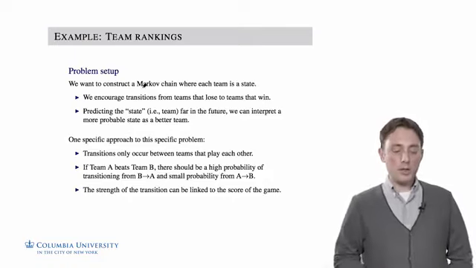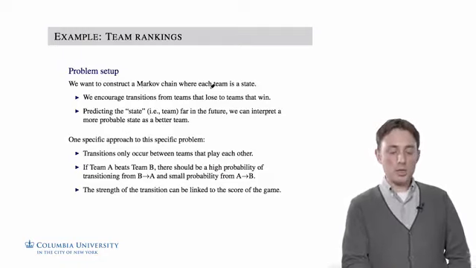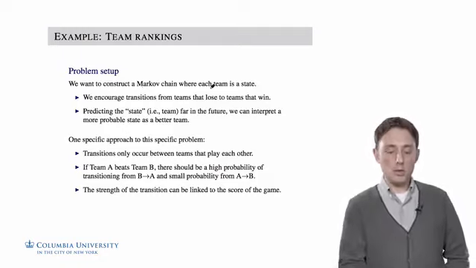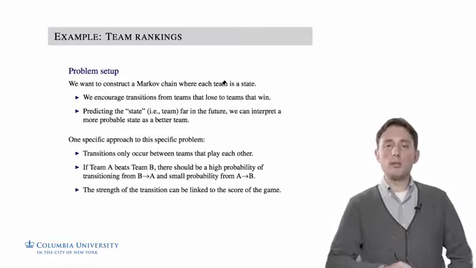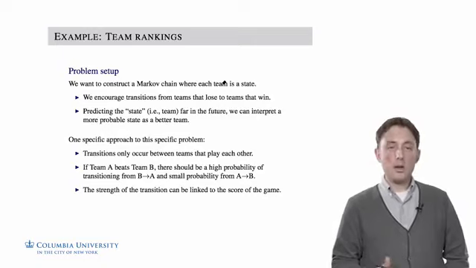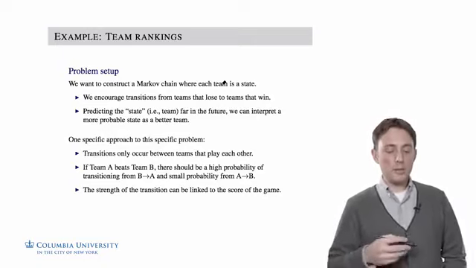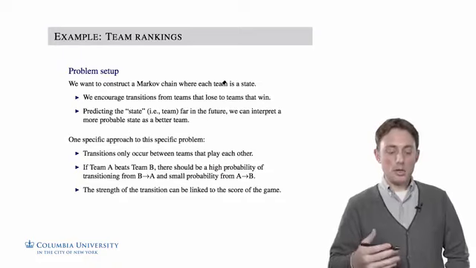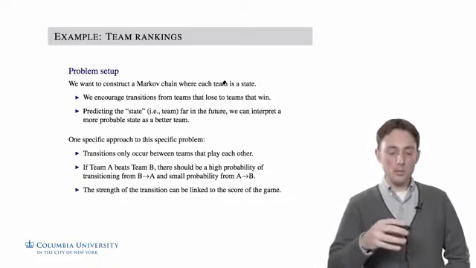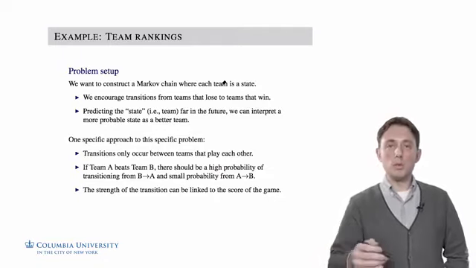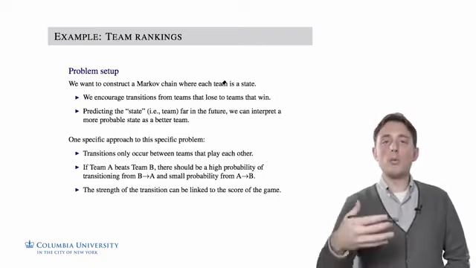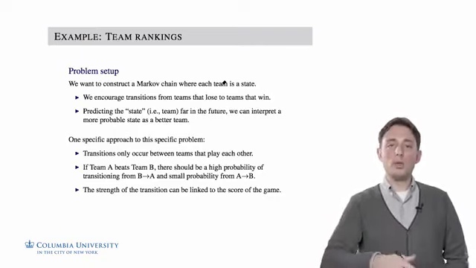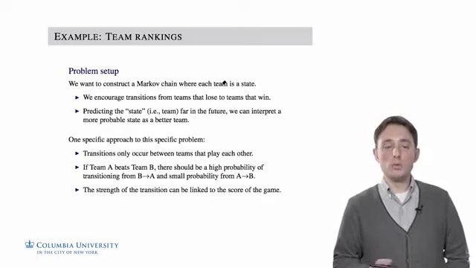Okay, so we want to construct a Markov chain between these objects. Again, we're just going to focus on ranking teams because it's intuitively very easy. So we want each team to be a state, and we want to construct a probability of transitioning from every team to every other team. And the way we want to construct these probabilities is that we want to encourage teams to transition from the losing teams to the winning teams. So we want to have a higher probability of moving to teams that win and a lower probability of moving to teams that lose.